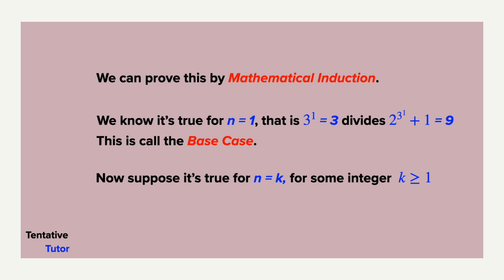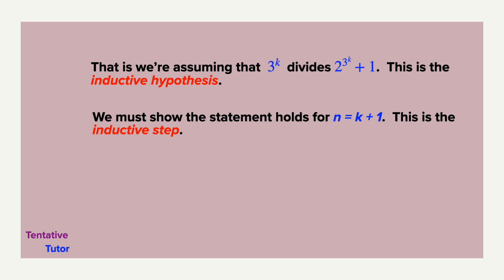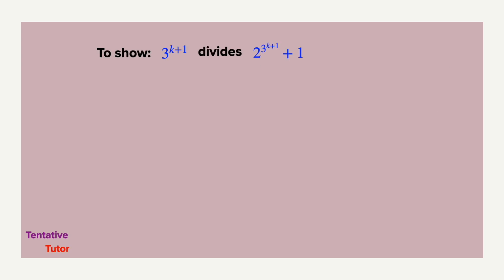Now we'll suppose it's true for n equal to k for some integer k greater than or equal to 1. That is, we're assuming that 3 to the k divides 2 to the 3 to the k plus 1. This is called the inductive hypothesis. We have to show the statement holds for n equal to k plus 1, and we call this the inductive step. We have to show that 3 to the k plus 1 divides 2 to the 3 to the k plus 1 plus 1. How can we do this?